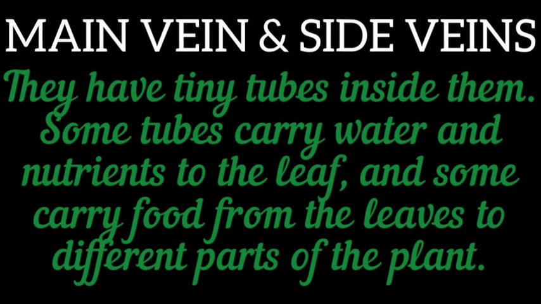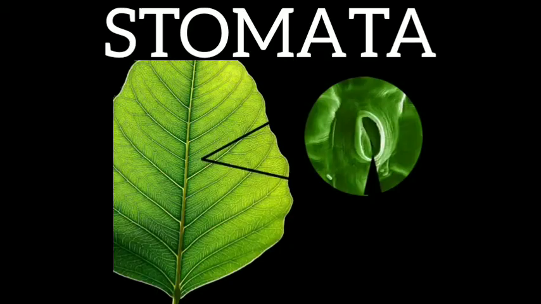Main vein and side veins. They have tiny tubes inside them. Some tubes carry water and nutrients to the leaf, and some carry food from the leaves to different parts of the plant. Now let us study about stomata.